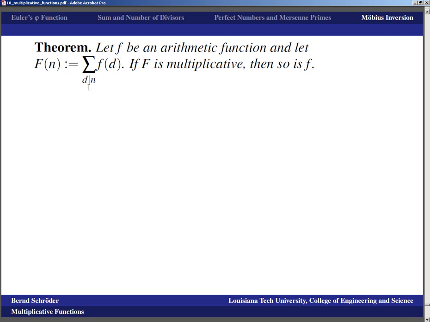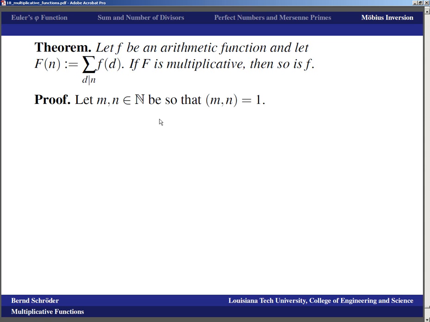Okay, and that should now give us that if you have an arithmetic function and you let F of n be this summative function, the sum over all divisors d of n of f of d, and if this summative function is multiplicative, then so is the function that we were summing. So that is the converse of something that we proved near the end of the Euler phi function section.